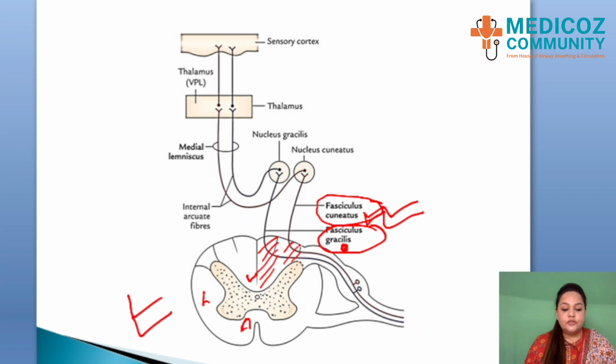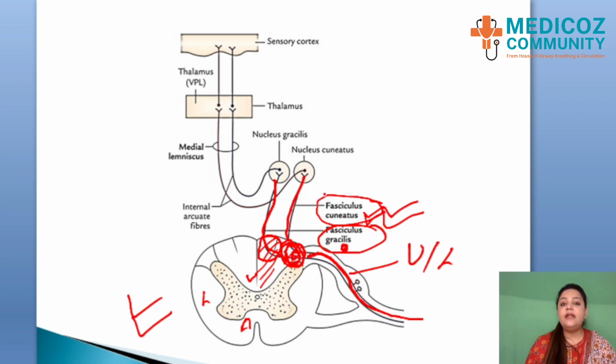Clear? So here you can see the fibers travel through the posterior root of the spinal nerve, then directly enter the posterior white column. These are the fibers from the upper limb, so they occupy the lateral part of the posterior white column, and the medial part is occupied by the fasciculus gracilis, which carries the fibers from the lower limb. Then these fibers ascend upward and enter the medulla. At the level of the medulla, you can see these fibers undergo decussation.